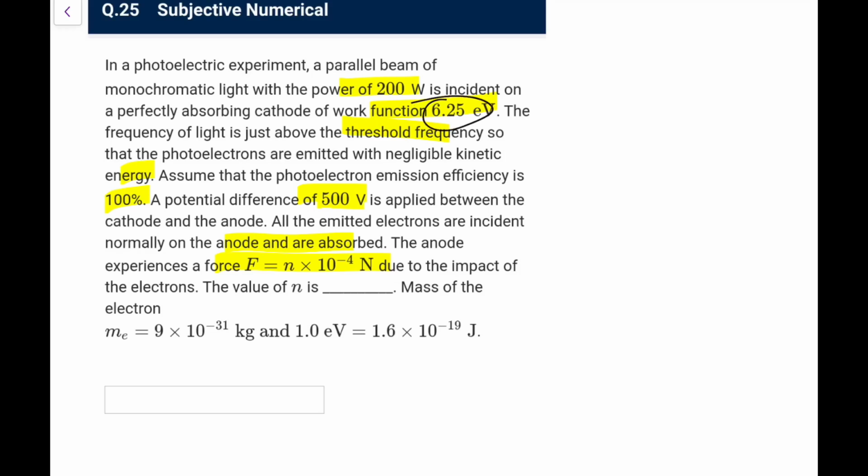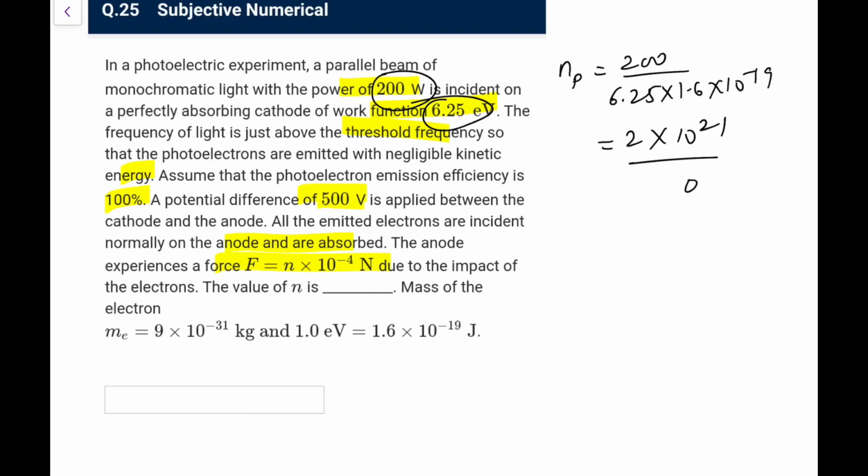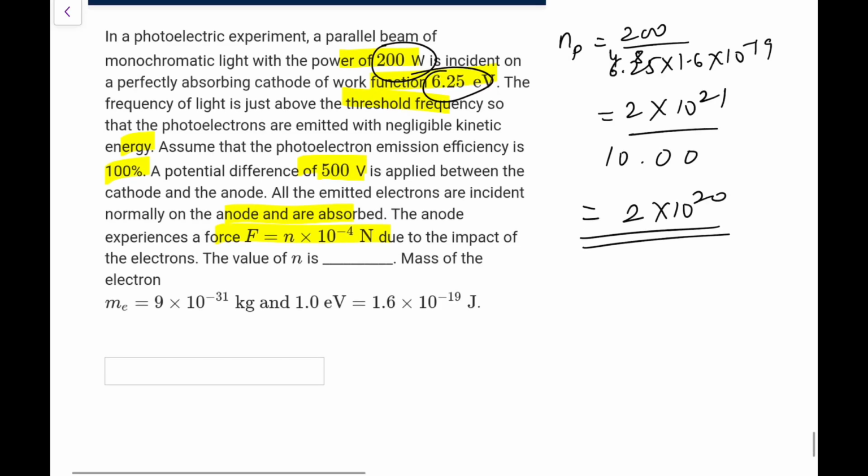So we can say the photon energy is 6.25, power is 200. So number of photons per second that we are getting would be 200 upon 6.25 into 1.6 into 10 to the power minus 19. So we can directly go for 2 into 10 to the power 20 photons. So number of electrons will also be the same, and energy of each electron would be 500 eV.